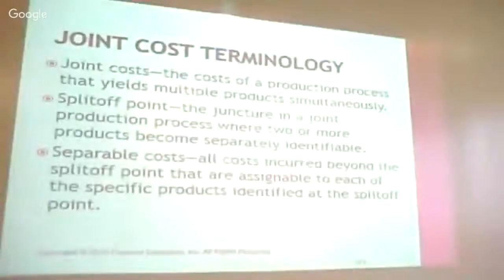Huh? Possibly. Okay? I'm thinking of the corn. Like corn on the cob. The corn that goes into products, when it goes into the plant, what is part of the corn? The husks, okay? So basically what we're going to be doing today is talking about where is the split off point or the joint cost, because yields multiple products simultaneously.